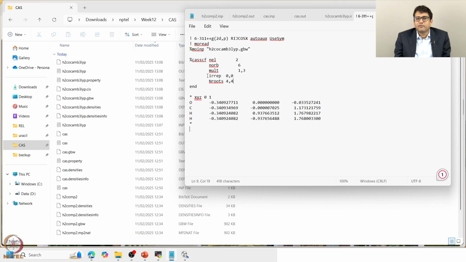And for a molecule having symmetry, we need to use the irrep keyword. This says that for multiplicity 1 I will calculate roots from the 0th irreducible representation, since ORCA starts from 0, that means the first irreducible representation, that is A1, and for the triplet also I will calculate from A1. I could have used 2 different irreps for the 2 different multiplicities also.